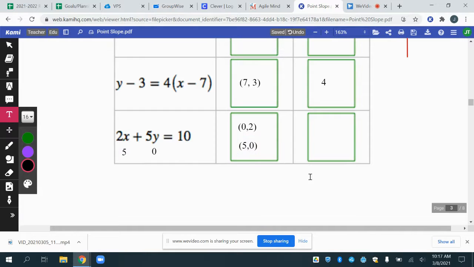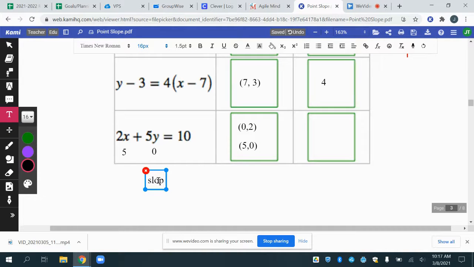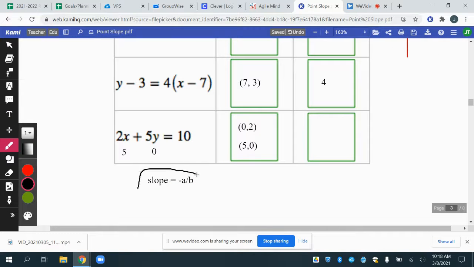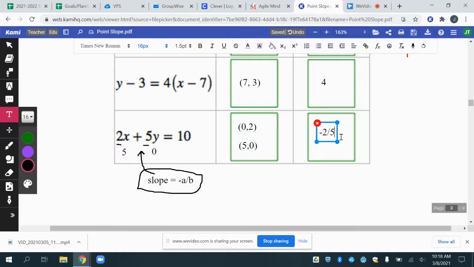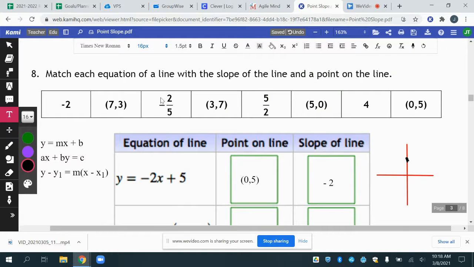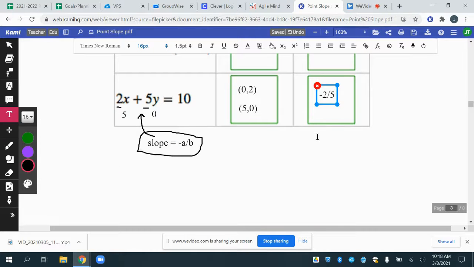All right. And if you're really having troubles finding slope, remember what we can do is we end up with slope equals negative a divided by b on this one, okay? That's negative 2 divided by 5. Negative 2 divided by 5. There it is right there. Okay, that's how we find slope.